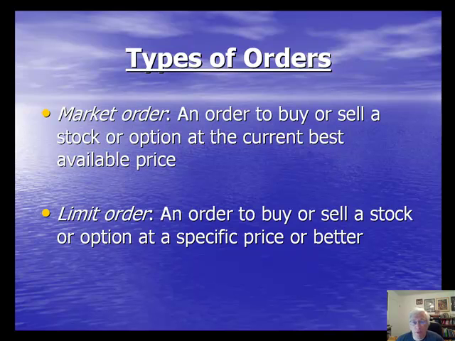The other type of order is called a limit order, and that's an order to buy or sell a stock or option at a specific price or better. Now, most of the time when I buy a stock, I'll use a market order because the bid-ask spread is pretty tight or close together. But when I sell an option, I usually enter a limit order because I can oftentimes negotiate a better price, something we'll discuss in a few moments.